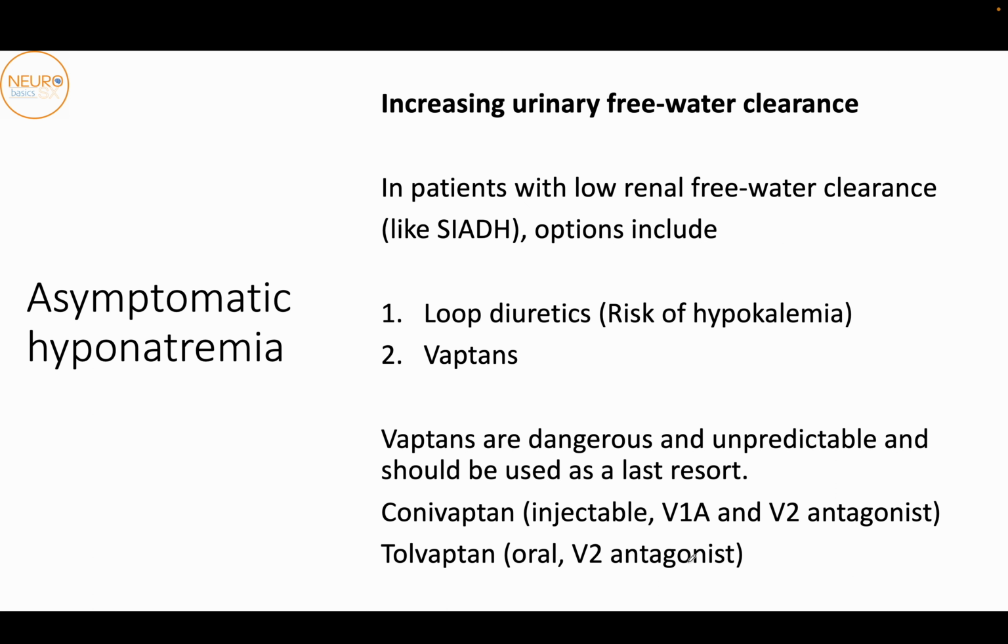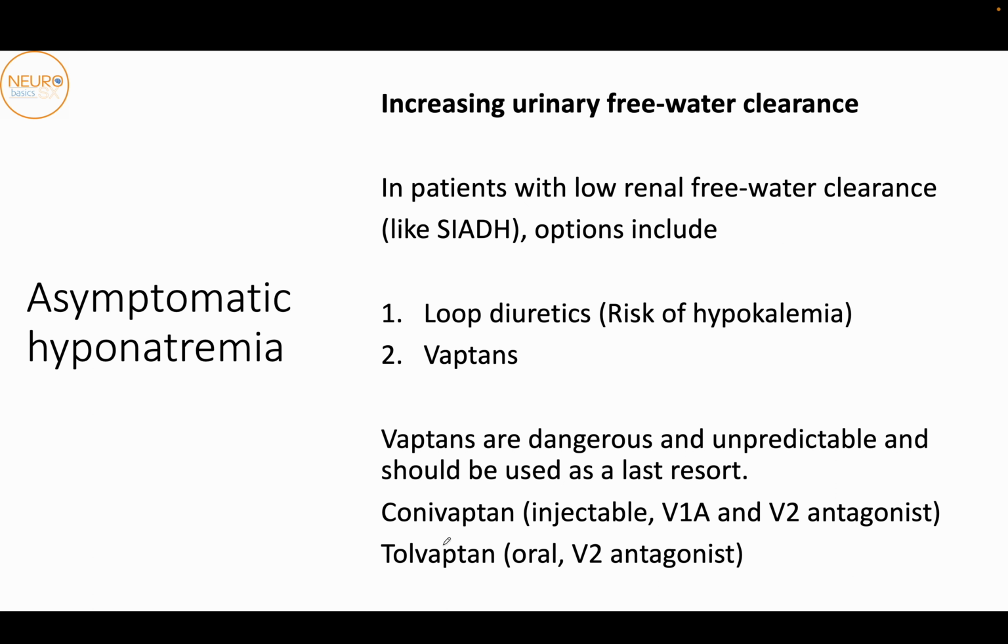So apart from trying to bring up the sodium levels by correcting with hypertonic saline, we can also use other methods to improve the free water clearance. In patients who have low renal free water clearance, like in SIADH, we could either use loop diuretics or we can use Vaptins to increase the free water clearance. Loop diuretics are a good option and they should definitely be considered before Vaptins. But the important thing is that they can lead to a risk of hypokalemia. Vaptins, on the other hand, are a dangerous and unpredictable drug, and overall, in the treatment of hyponatremia, they should be used last.